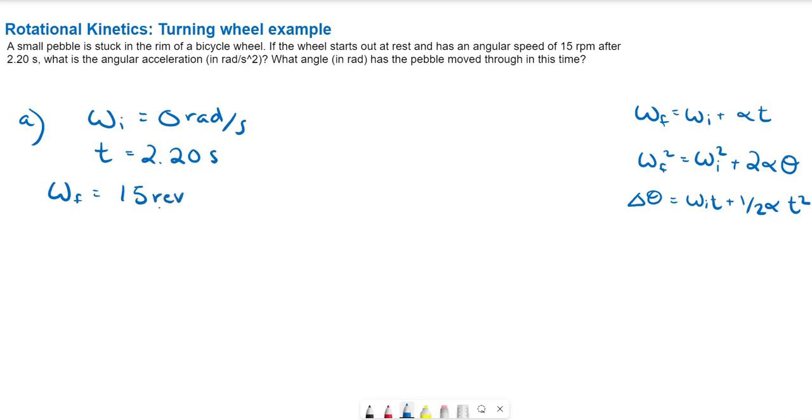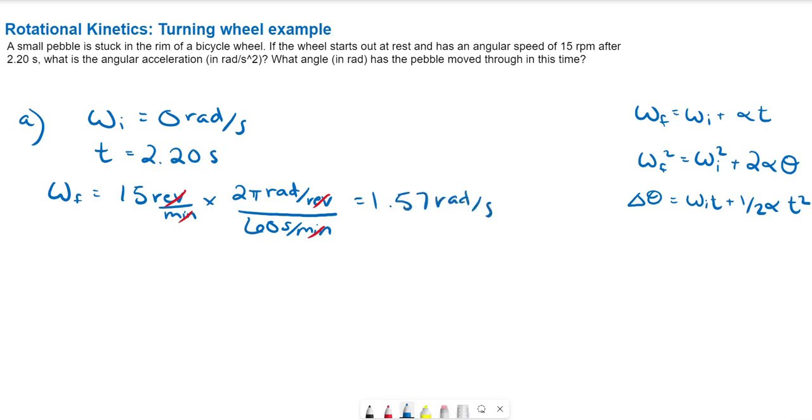So this RPM is revolutions per minute. Sometimes I like to write it out this way so we can see how the units cancel out when we're converting it to radians per second. So we'll multiply this by 2 pi. 2 pi will convert this from revolutions to radians, because that's 2 pi radians in one whole circle. One revolution is one whole circle. And we'll divide this by 60 seconds per minute. This way our minutes are going to cancel out and our revolutions are going to cancel out, and this will give us radians per second. And this is 1.57 radians per second.